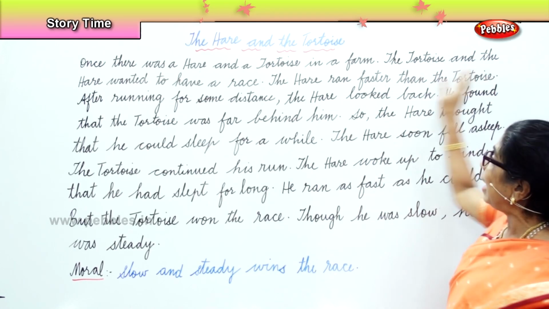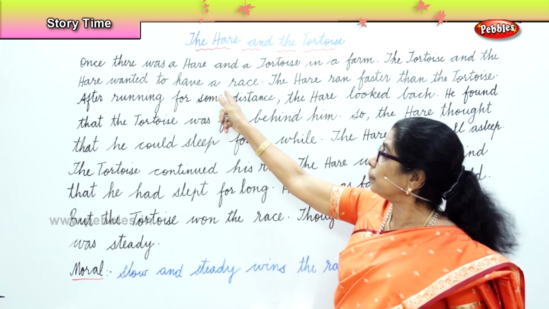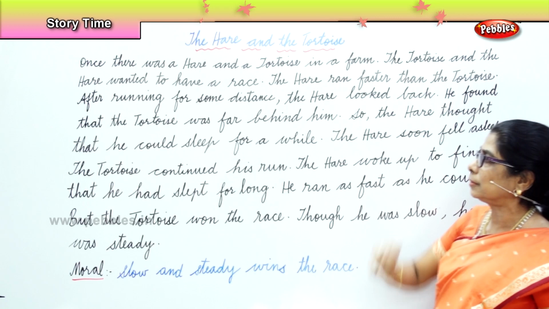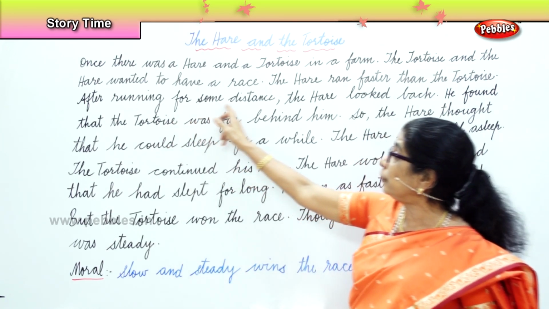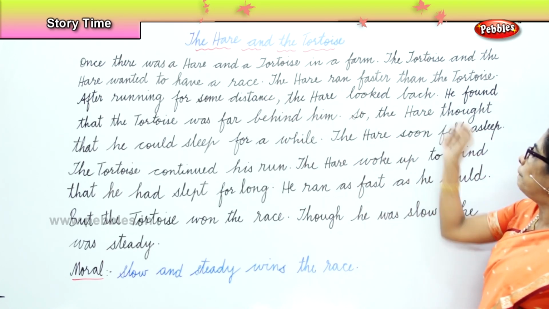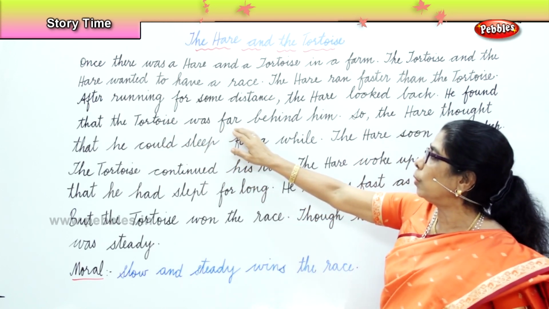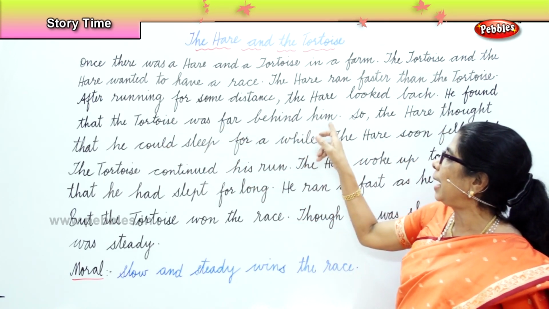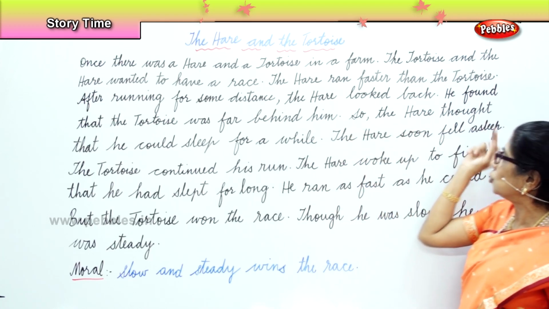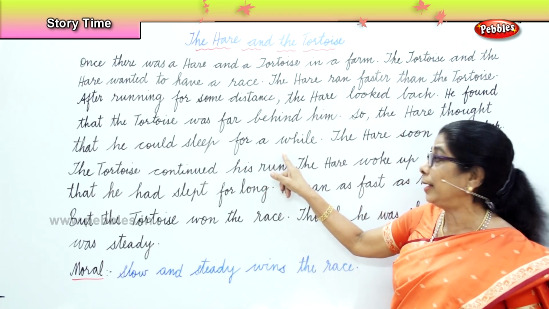The tortoise and the hare wanted to have a race. The hare ran faster than the tortoise. After running for some distance, the hare looked back. He found that the tortoise was far behind him. So the hare thought that he could sleep for a while.